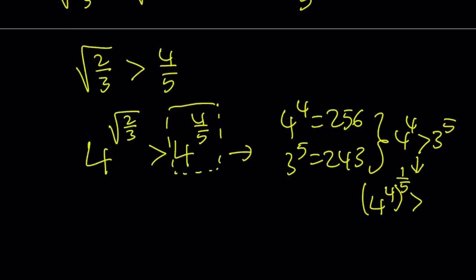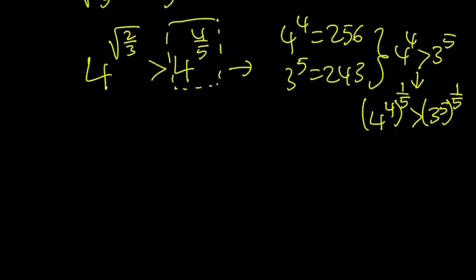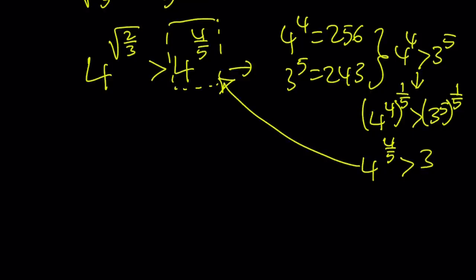It's equivalent to taking the 5th root of both sides, which is valid. These are positive numbers, everything looks good. Even if they were not positive, this would be valid. Anyways, this gives us 4 to the power 4/5 greater than 3. Awesome. And I do have that right here. How does that help? Let's see.